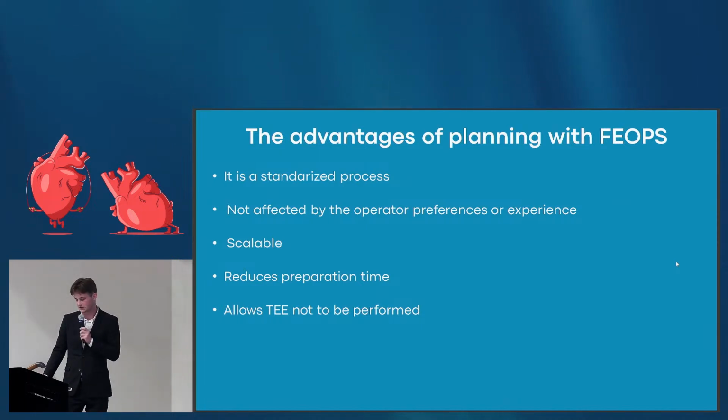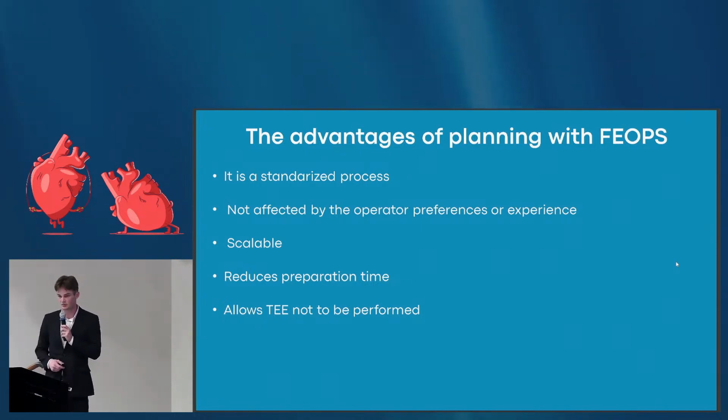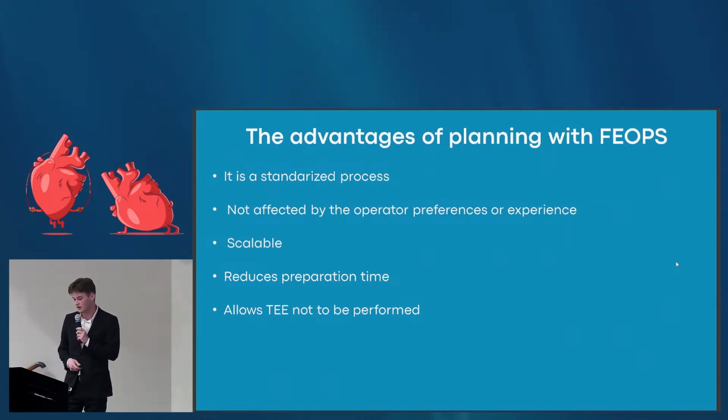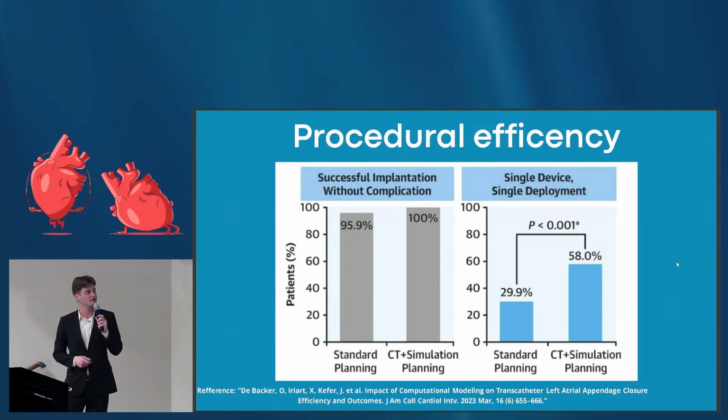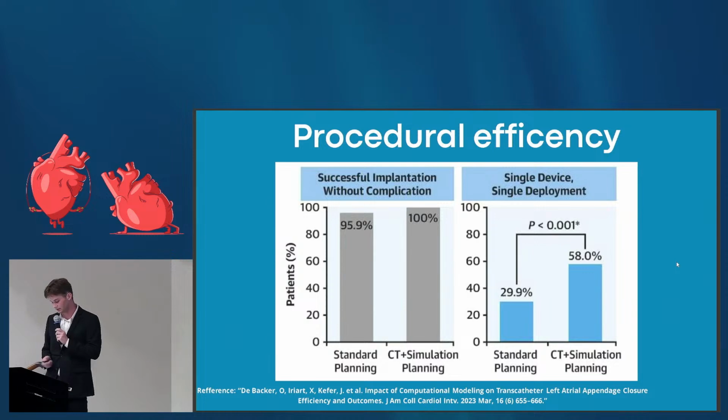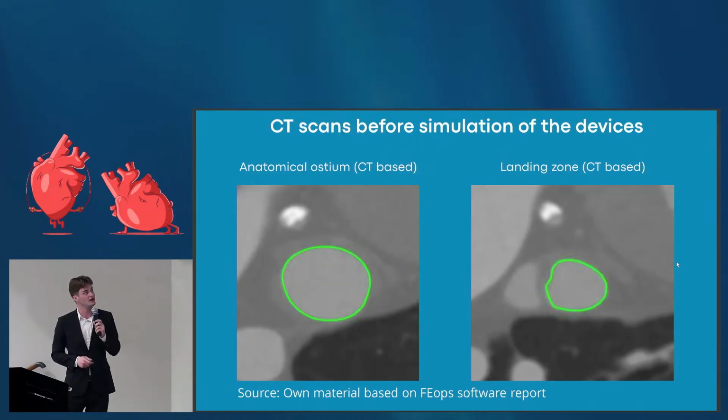The advantages are, first of all, that it is a standardized process. It's not affected by the operator preferences or experience. It's scalable, reduces preparation time for the procedure, and allows TEE not to be performed. And as I said, according to studies, procedural efficiency reaches 100% in the CT plus simulating planning and 95.9% in standard transesophageal echo planning.